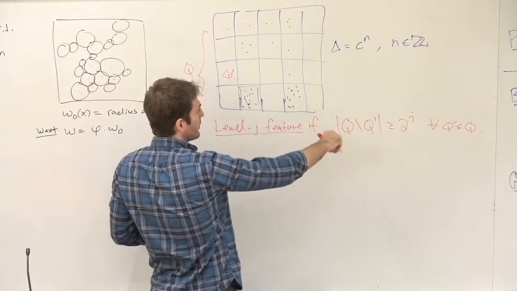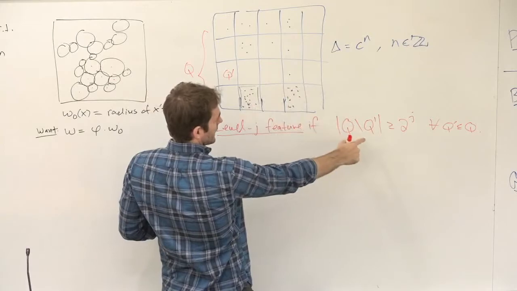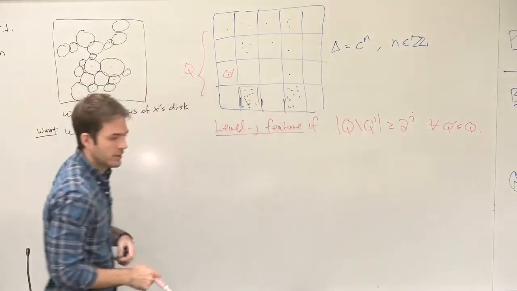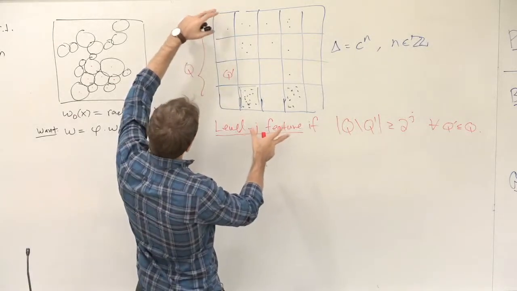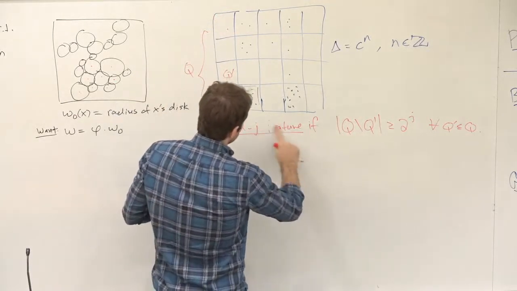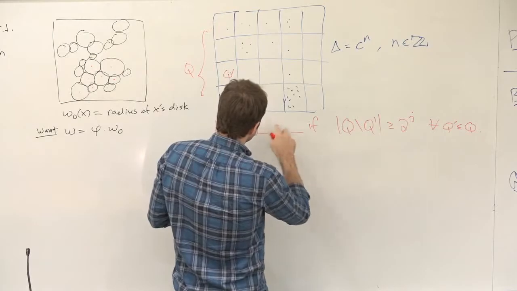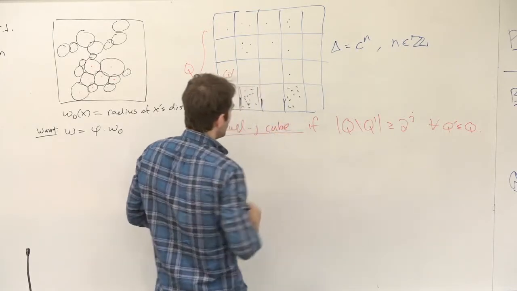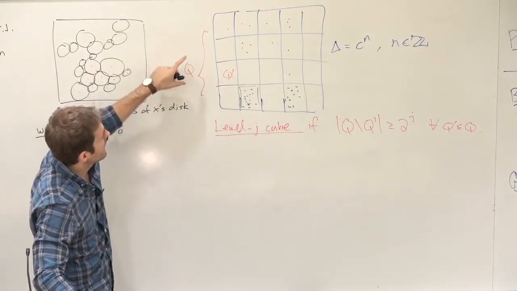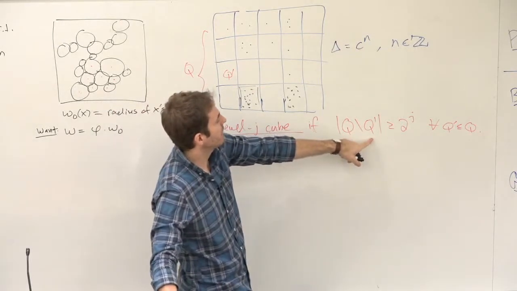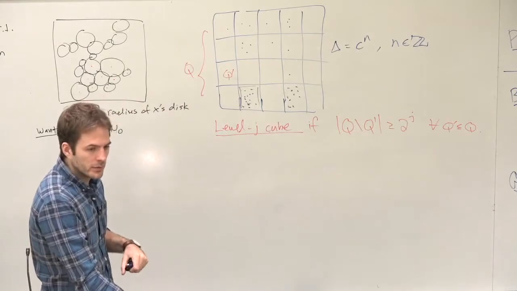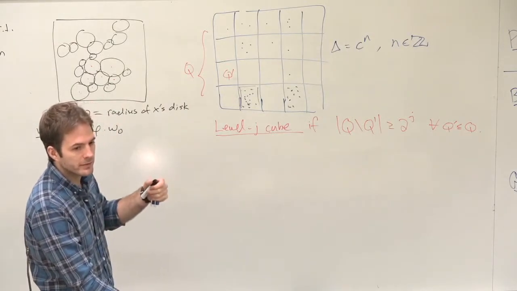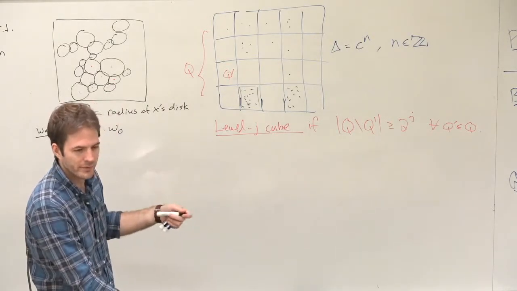And what should I do for these points? Sorry, can you say the definition one more time? Okay, I like the word feature, but let's just call this a level J cube if whenever I remove one of its subcubes, I'm still left with 2 to the j points. So no subcube contains all but 2 to the j minus 1 points.